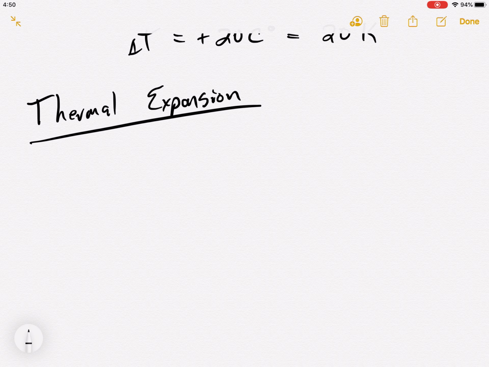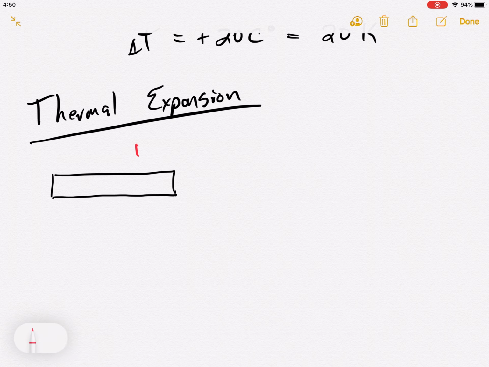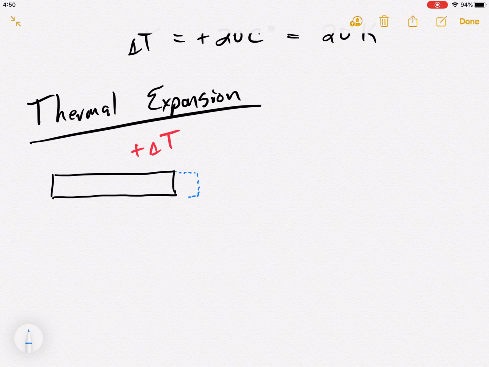So, what are we talking about? Well, the idea is this, that let's say we have a metal bar. This is a good place to start. Say you have a metal bar, and you heat that metal bar up. So let's say add some delta T. That's a terrible way to put that, but I'm going to say it that way anyway. When you do that, it tends to expand.